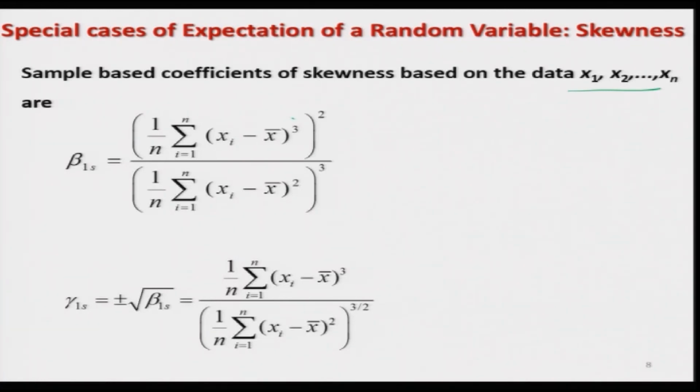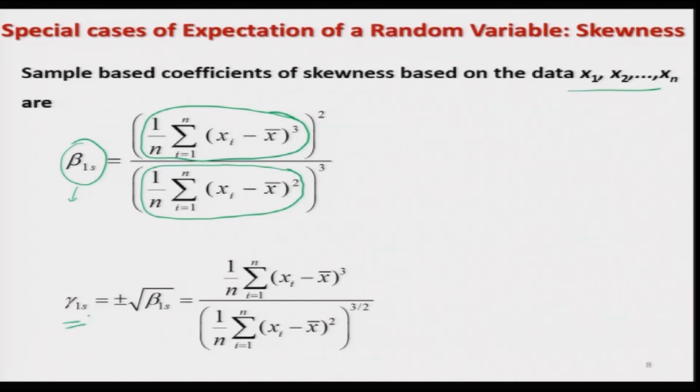So, this mu 3 is computed by 1 upon n, summation i goes from 1 to n, (x_i minus x bar) whole cube, and variance is the same as what you computed earlier as the sample variance. And we try to compute the sample version of the coefficient of skewness beta 1, so we indicate it by beta 1 s, where s means sample. And similarly, the sample version of gamma 1 is given by the square root of this beta 1 s, which is here like this one, right.